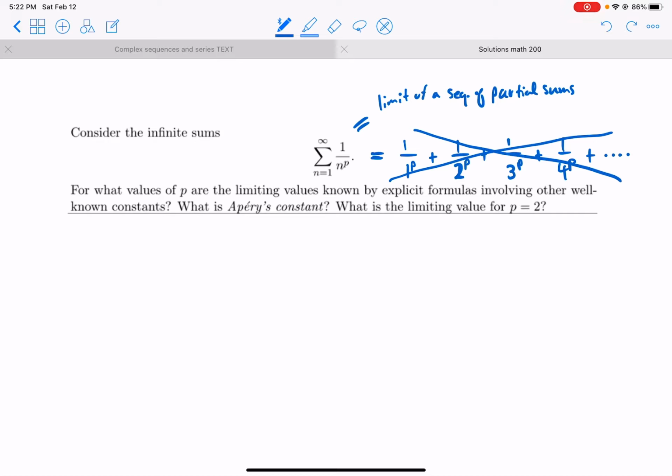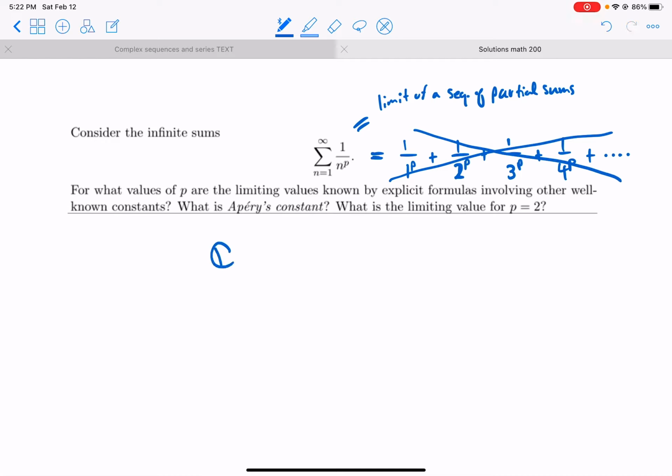Okay, so now for what values of p are the limiting values of the sequence of partial sums known by explicit formulas involving other well-known constants, in particular pi? So what is the limiting value for p equals 2, for example?